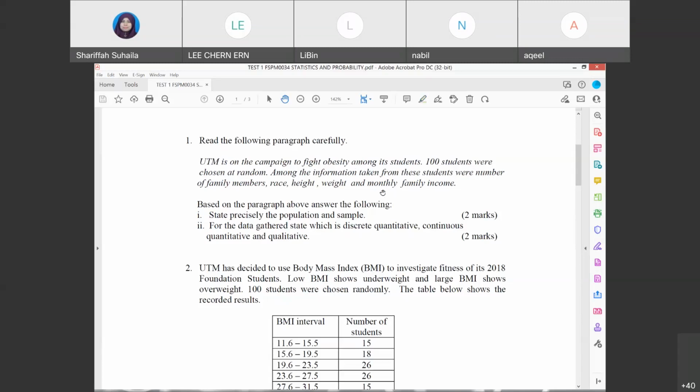Okay, kalau qualitative, race je lah, bangsa kat sini. Okay, Malay ke English, Malay ke Indian ke ataupun Chinese. So that is your qualitative. Got it? Okay, question number 2.